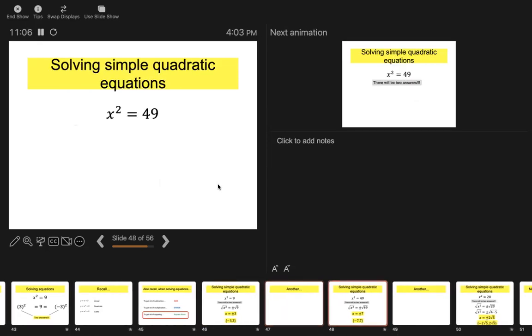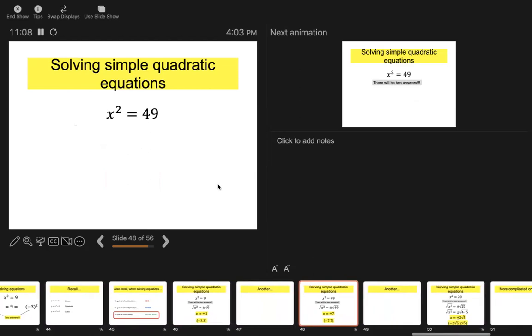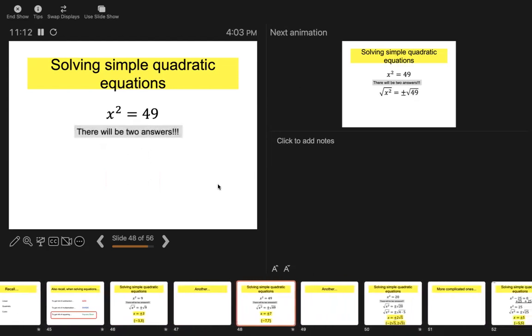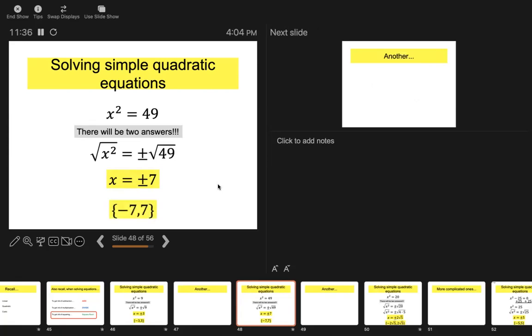Let's see that again. To solve this equation, we need to get rid of the 2. To get rid of squaring, we take the square root. There's going to be 2 answers. When we take the square root of a variable, we put plus or minus on the other side. That means the answer is either going to be positive square root of 49 or negative square root of 49. The square root of x squared is x. The square root of 49 is 7, so we get plus or minus 7. In other words, x is either -7 or +7.